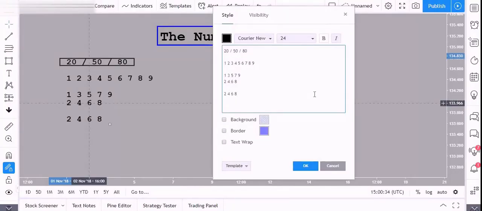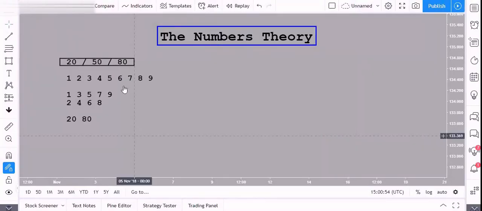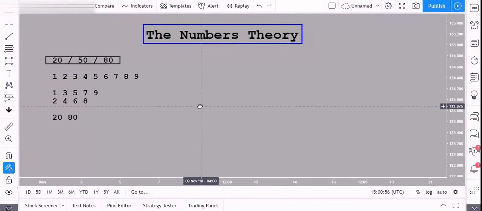Now in the Forex market there is one simple principle: sell high, buy low. So everything that happens in the middle, I don't care. So 4 and 6 are not relevant. I want only the start and the end. The problem is there is no 2 and 8 in the Forex market. However, we have 20 and we have 80. And this is how the numbers theory starts in the first place.